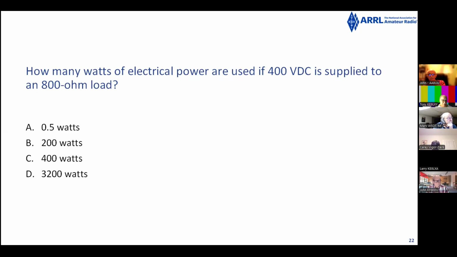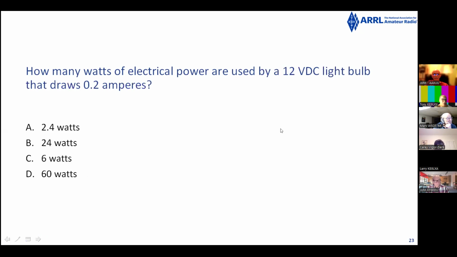How many? I think it's 200. Yes, 200. Did I screw up? I guess I did, because 400 squared is 160,000, I guess, and divide that by 800 is 8 into 16 is 2. And then straighten out your zeros, you know. Oh, I used 800 volts. Sorry about that. Okay, thanks for trying.